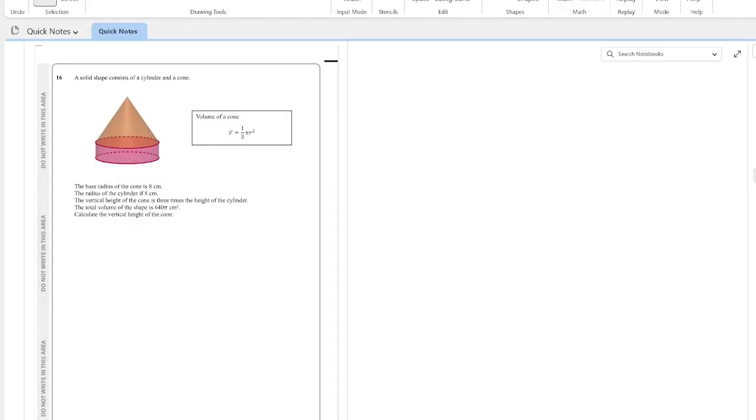Question 16 shows us a cylinder and a cone, and the base radius of the cone is 8 centimeters, and the total volume of the shape is 640 pi centimeters cubed, and we're given that the vertical height of the cone is 3 times the height of the cylinder. So, calculate the vertical height of the cone.